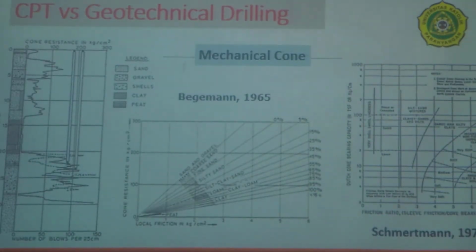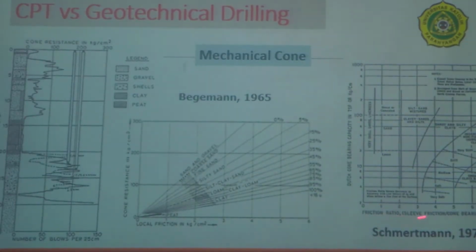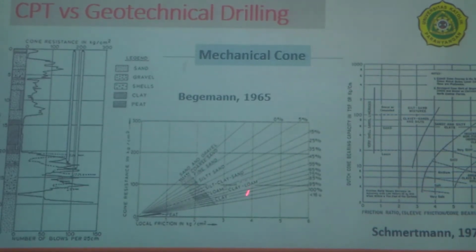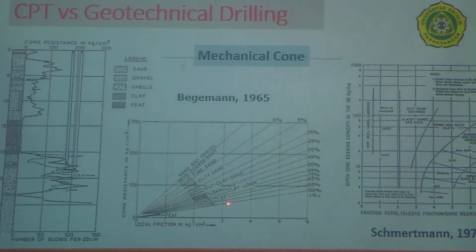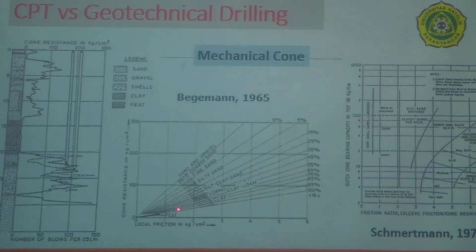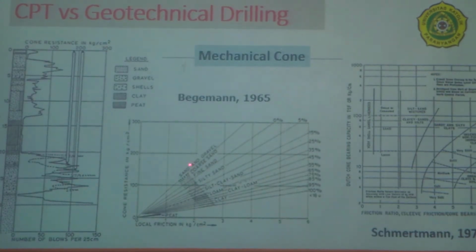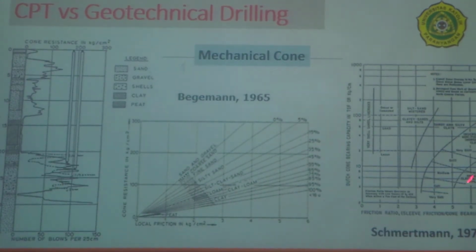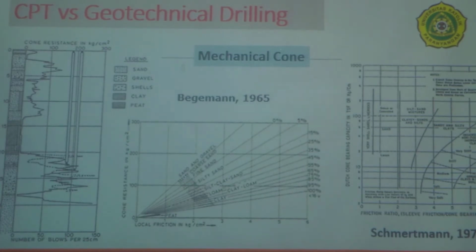Now this is the thing. This is developed by Begemann. This one is developed by Schmertmann. The Begemann, this is the local friction, that is the tip resistance, and that is the ratio shown by the slope. If the friction is high, then the tip resistance, it is clay, but otherwise it is sand. But it is easier to use this one. So this is the chart from Schmertmann.